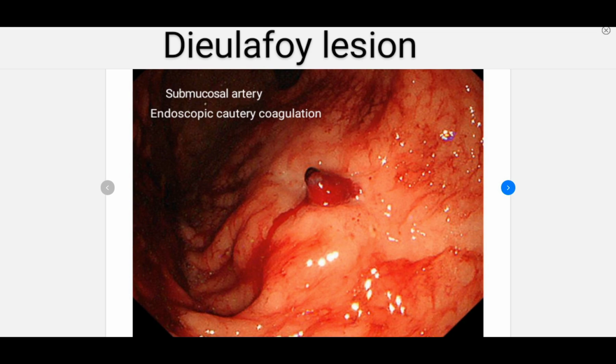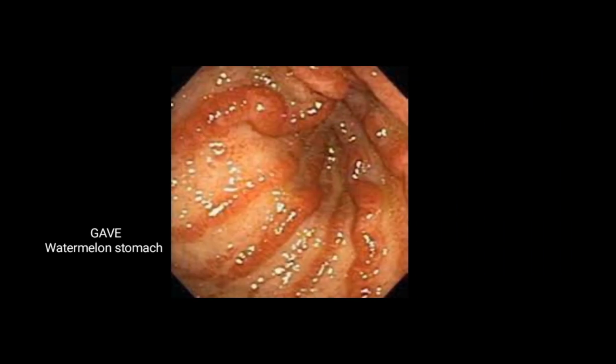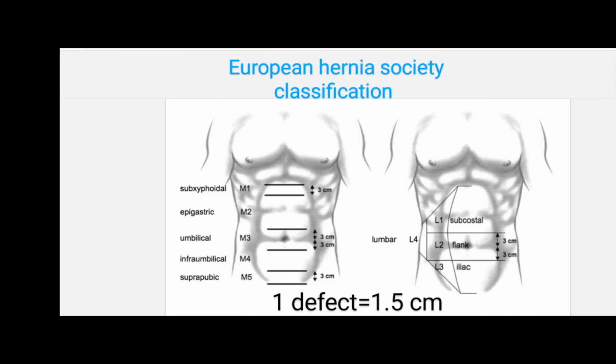Then the next image is of Dieulafoy lesion. Dieulafoy lesion is a submucosal artery, and the treatment for it is endoscopic cautery or coagulation. The submucosal artery causes a bleed in the stomach. Then the next image we have is of GAVE, gastric antral vascular ectasia, and it gives the classical appearance of watermelon stomach. Watermelon stomach is basically stripes, like the stripes on a watermelon. Similar stripes are visible on endoscopy of the stomach.